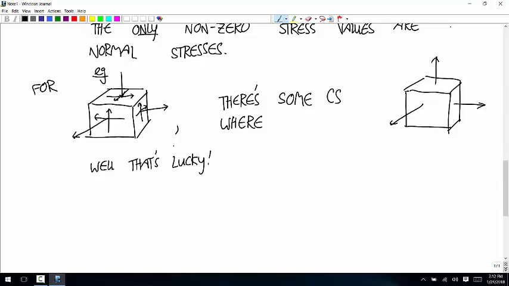So that's lucky, but that's not even the half of it. This is an amazing fact, amazing set of facts. But there's more. So second, that means then there are three normal stresses, right? The X, Y, and Z normal stresses.